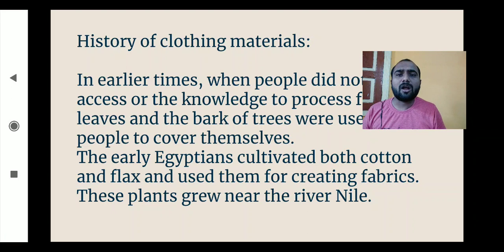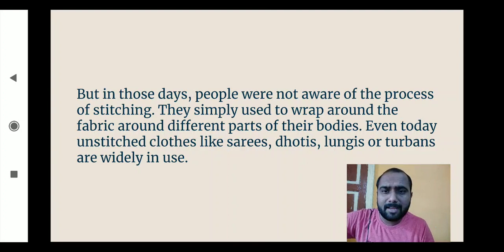The early Egyptians cultivated both cotton and flax and used them for creating fabric. These plants grew near the river Nile. Near the river Nile, the people of Egypt cultivated cotton and flax. Flax is also one kind of natural fiber. So they cultivated that, and from that they made fabrics. And after that, the clothes were prepared from the fabric of cotton and flax.